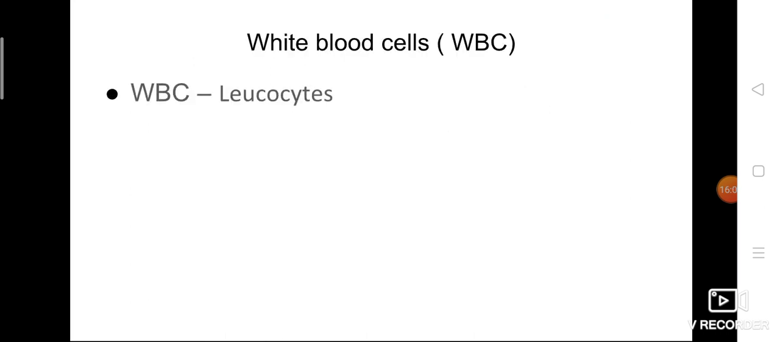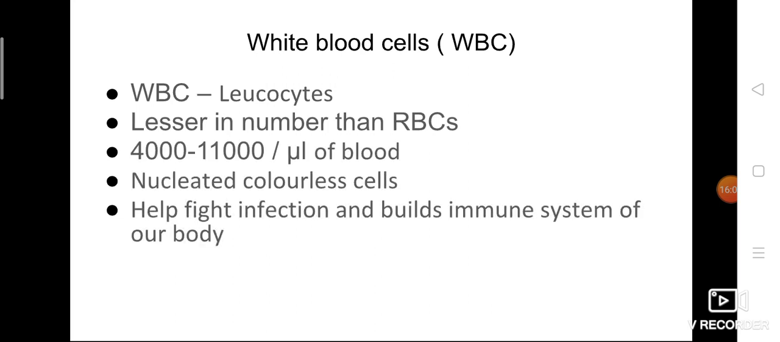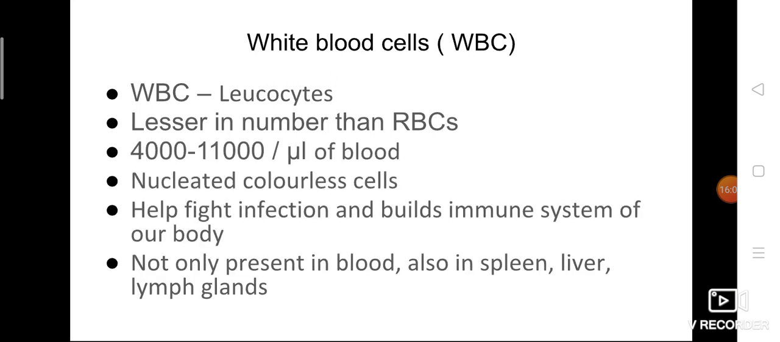Okay, now we are going to talk about WBCs, that is white blood cells. We know that white blood cells are also called leukocytes. I told you cytes means cell, leuco means no color. So here there is no hemoglobin, because hemoglobin is a pigment which gives red color, isn't it? Here there is no hemoglobin, so there is no red color, so they are white in color, hence they are called white blood cells.